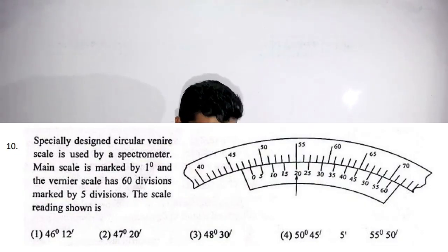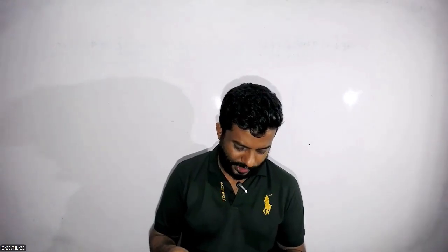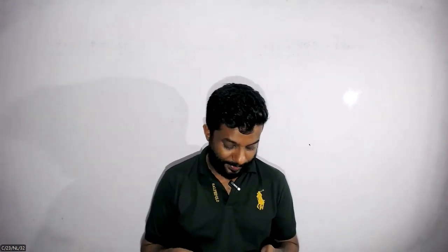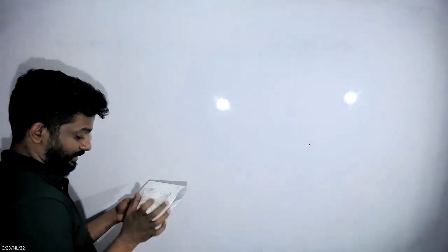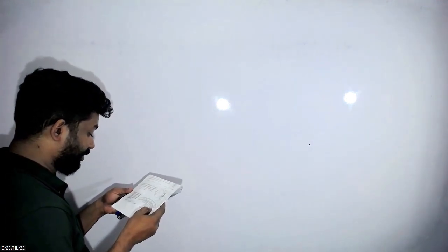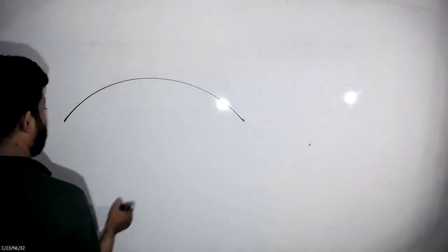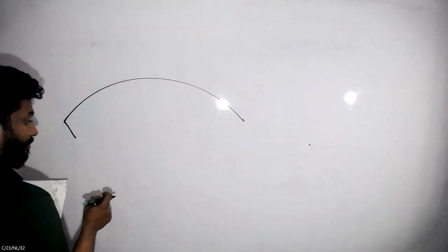Right, Pute, read the question number 10. A specially designed circular vernier scale is used by a spectrometer. Main scale is marked by 1 degrees and the vernier scale has 60 divisions. But you can observe that there are only 12 vernier division, right? The scale reading should be, okay, first of all, you need to identify number of circular scale division. Sorry, first of all, you need to identify number of vernier division.